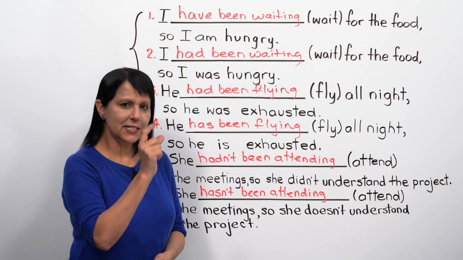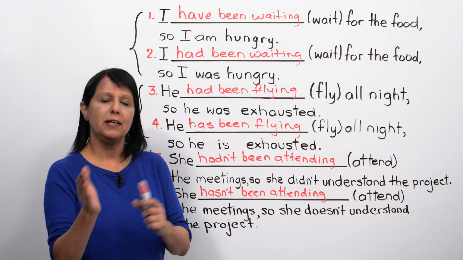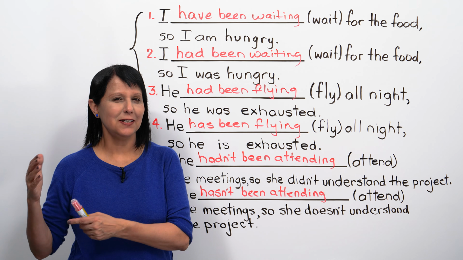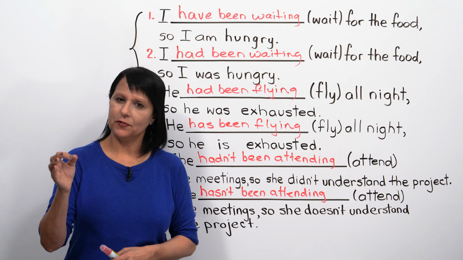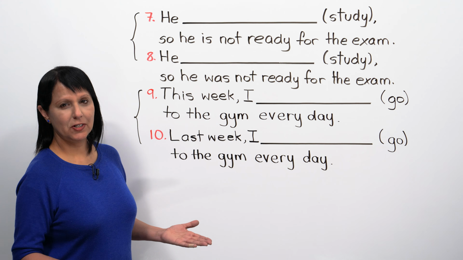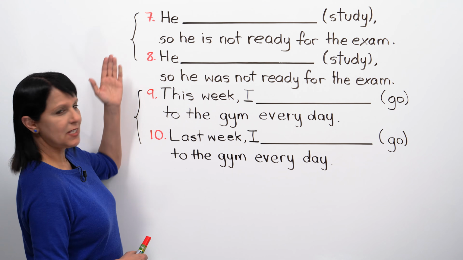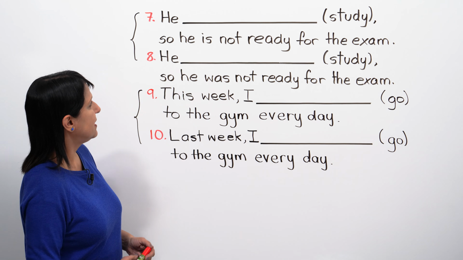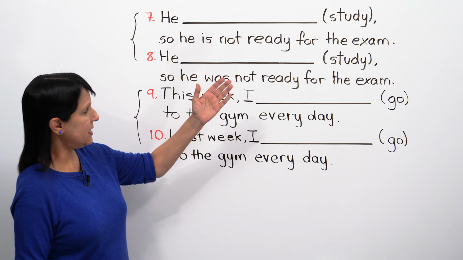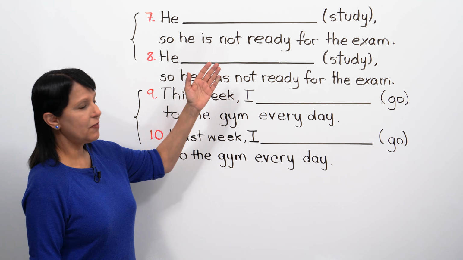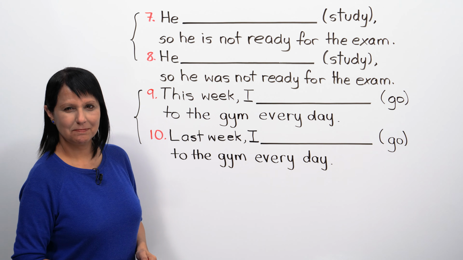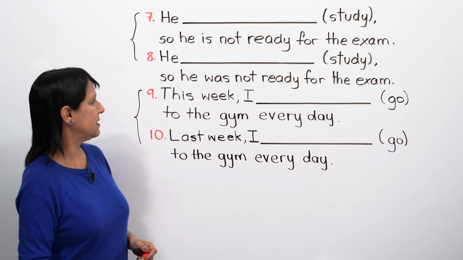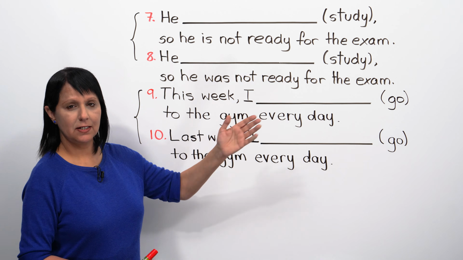I hope with these sentences you can see the difference and why sometimes we need the present perfect continuous and sometimes we need the past perfect continuous. Let's do a few more so you really get it. Moving on now, let's make number 7 and number 8 also negative. Number 7, he blank study, so he is not ready for the exam. Or he blank study, so he was not ready for the exam.